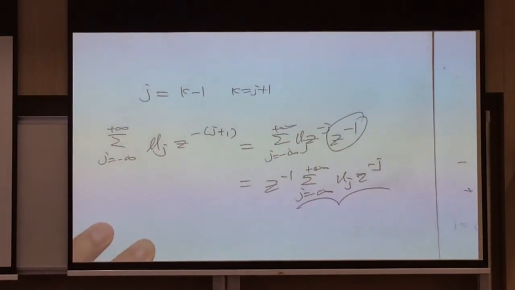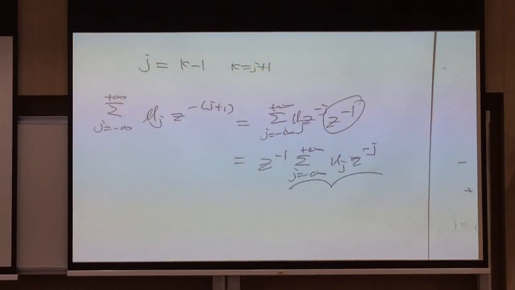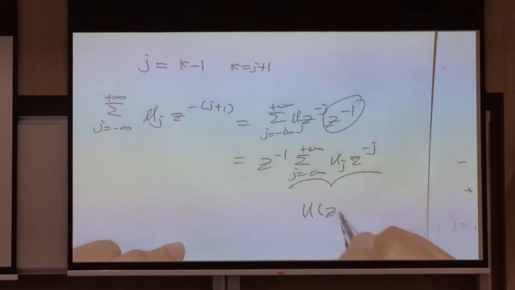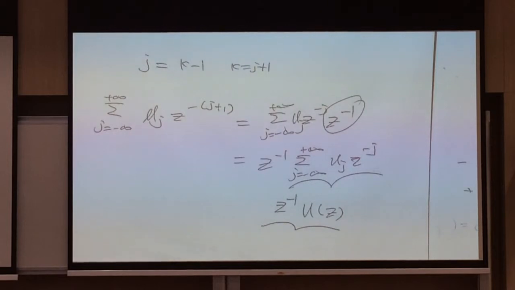So now I come to this one. So this one is what? This one is just the definition of the Z transform. Right? It's the same thing. So this one is basically a function of your U(z). But now you see there's something in front. And this is a critical part.